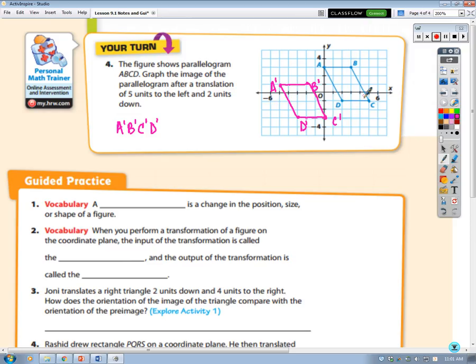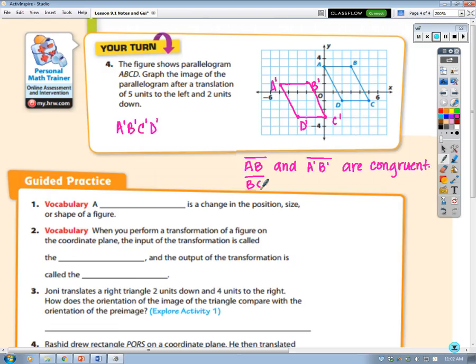So if I'm looking for corresponding sides to see if they're congruent, I would indicate, for example, that side AB, and I'm going to use this notation, side AB and side A prime B prime, so this corresponding side, are congruent. I can also say that side BC and side B prime C prime are congruent. Okay, so I of course could go through and continue with CD, side CD and side C prime D prime, and side DA and side D prime A prime are also congruent. But what I wanted to show you is that notation.